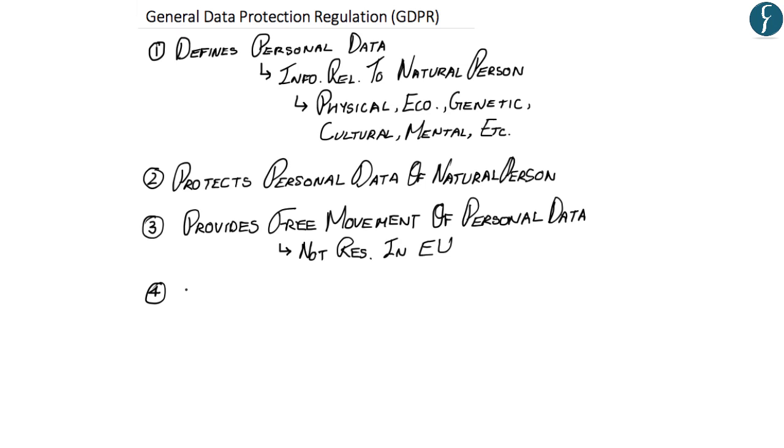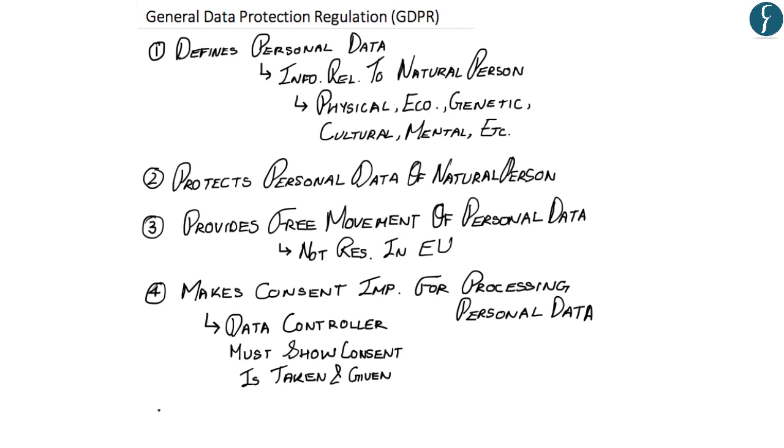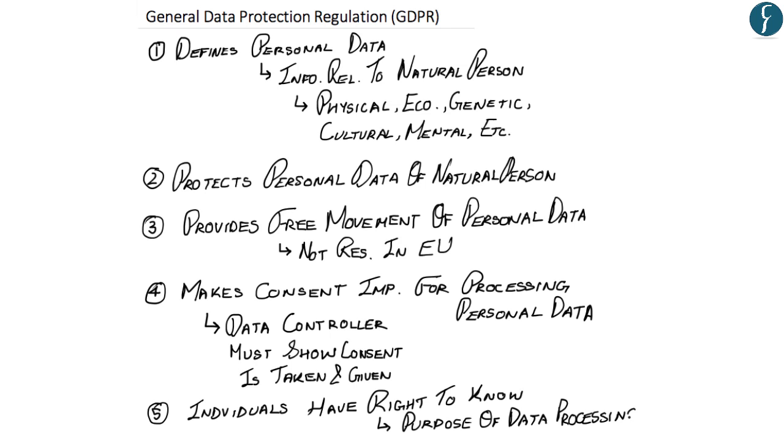The fourth provision is that the General Data Protection Regulation makes consent an important aspect with respect to processing of data, wherein data controllers must demonstrate that the personal data that they have taken has been consented to by that given person. Moreover, this data protection regulation gives the individual the right to know for what purpose the data is being processed for. And apart from this, the individual would also have the right to have the data controller erase his personal data if the individual has withdrawn consent to provide such data.